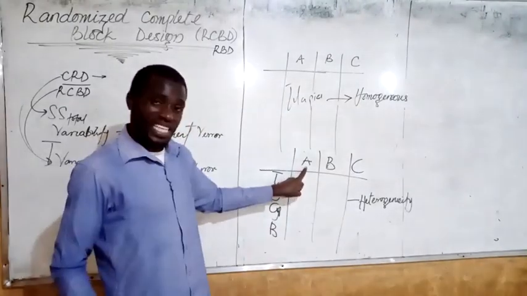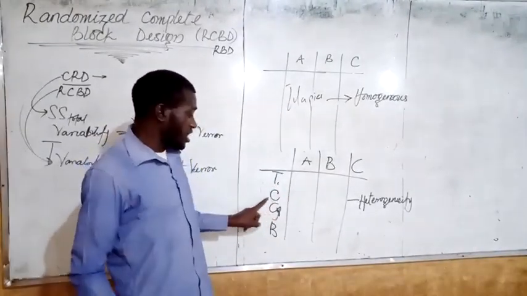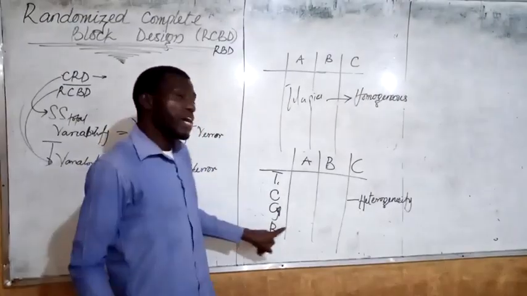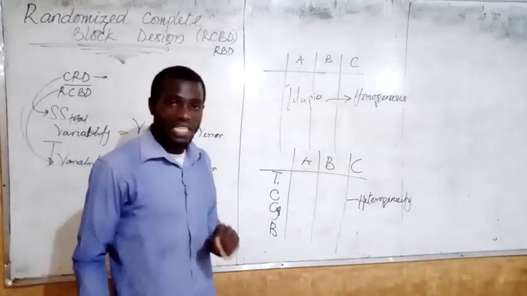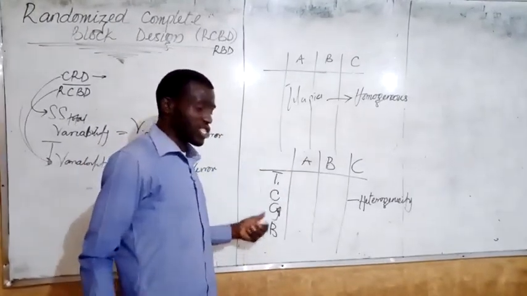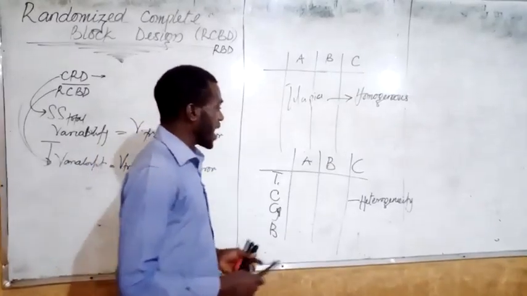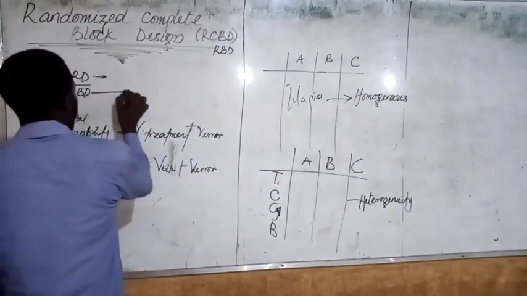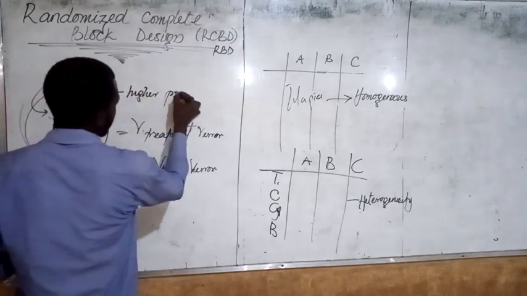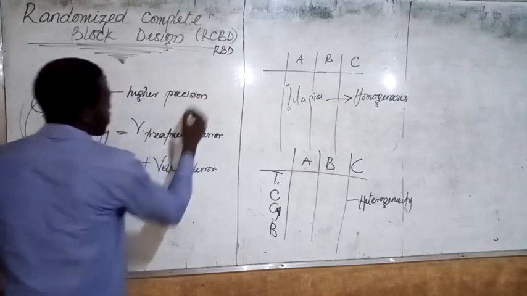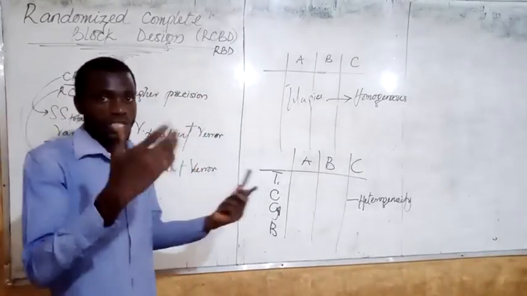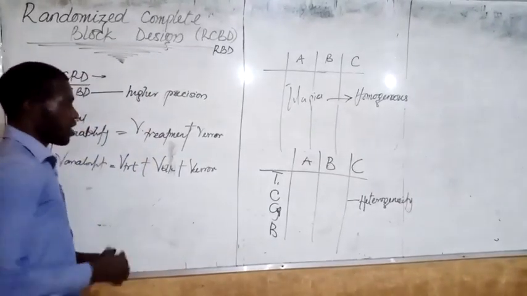Notice, this treatment A is being applied for tilapia, still being applied for clarias, being applied for Cyprinius scapio, and being applied for barb at the same time. But the error within, because of the variation, has been maximally reduced. That is why with RCBD, there is a higher degree of precision in your experiment, because the error will not add up or increase. All right.